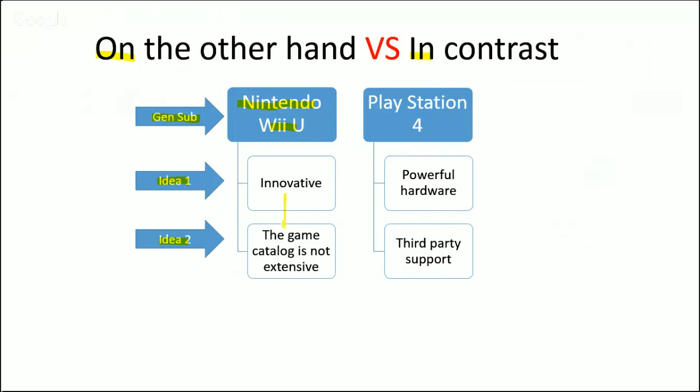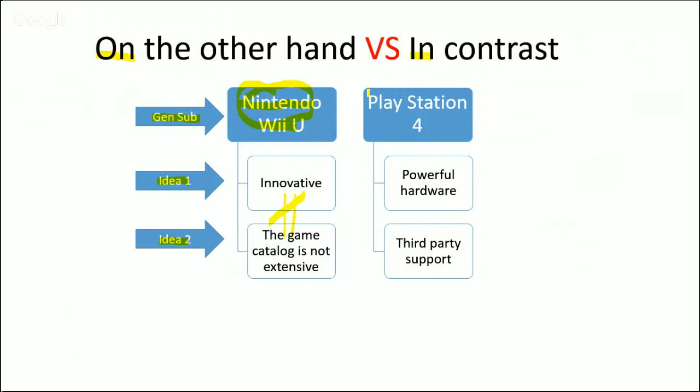So when I want to contrast these two ideas that are inside the same general topic, I use on the other hand. So I can say, I think the Nintendo Wii U is very innovative. On the other hand, the game catalog is not extensive. All right. So when I am contrasting two ideas that are in the same general subject, I'm going to use on the other hand.